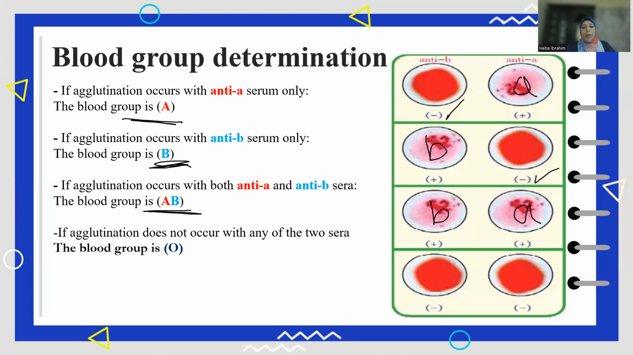Here, no reaction takes place by adding the two sera for the two blood groups. Why? Because our blood group is O, which doesn't contain any antigens. And this is our method to determine blood groups.